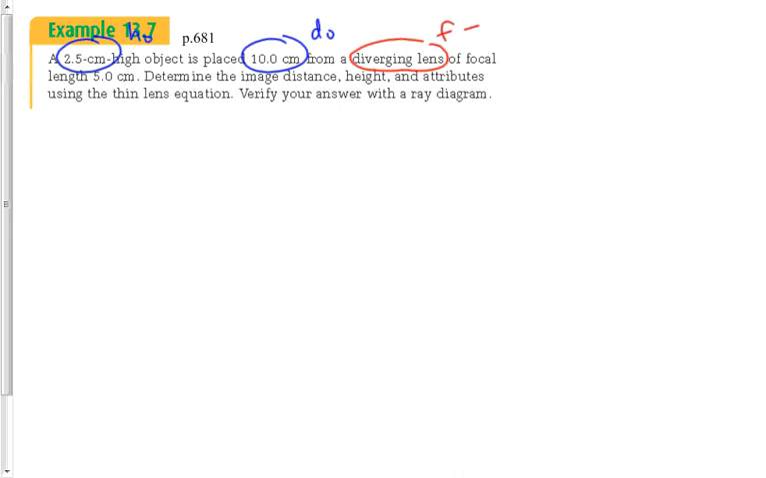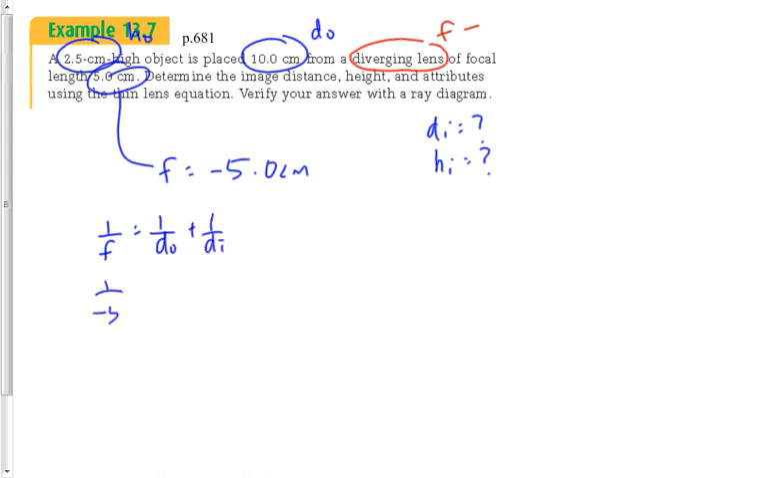This is negative. It's a diverging lens. The focal length is 5 centimeters. I'm going to right away go down here and say f is equal to negative 5 centimeters. We want to determine the image distance, di, the image height, hi, and we want to determine the attributes or the characteristics using the lens equation, we're going to call it now. We won't worry about the ray diagram because we've drawn all the ray diagram possibilities on that template that I gave you yesterday. Okay, let's go with the lens equation, or as we used to call it, the mirror equation.